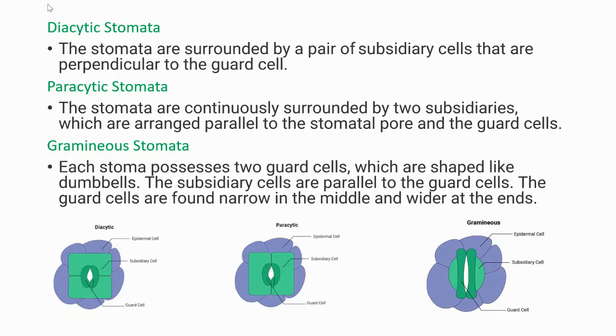Gramineous stomata. Each stoma possesses two guard cells which are shaped like dumbbells. The subsidiary cells are parallel to the guard cells. The guard cells are found narrow in the middle and wider at the ends.